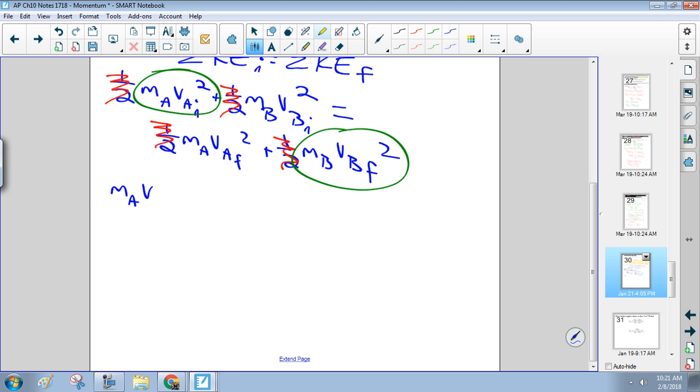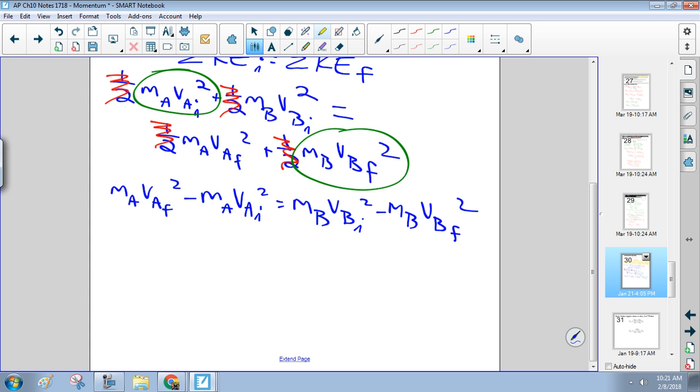mass of A times velocity of A final squared minus mass of A times velocity of A initial squared equals mass of B times velocity of B initial squared minus mass of B velocity of B final squared. Okay, so sorry, I sort of made a little bit of a mess of that, but basically I rearranged stuff. Cool?